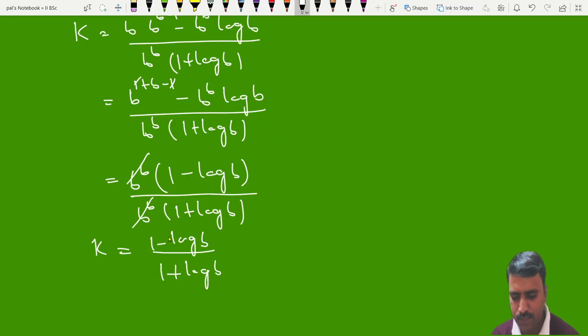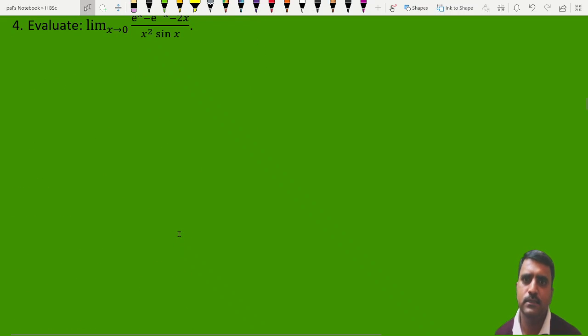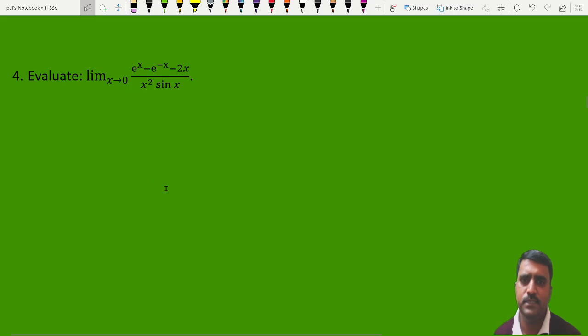1 minus log b by 1 plus log b. So like this you can apply the L'Hospital rule and find its values. Value of the limit. One more limit problem is here. It is the limit x tends to 0 of e to the x minus e to the minus x minus 2x by x square sin x.